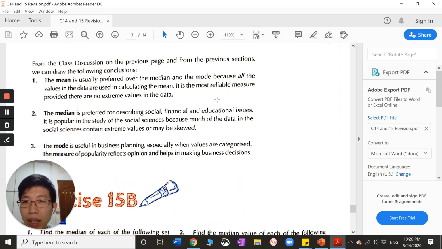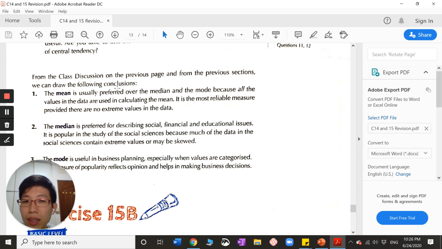So the next part will be, when do we use what? Normally the mean is usually preferred over the median and mode because all of the values in the data are used in calculating the mean. And it will be the most reliable measure, provided there are no extreme values. When there are extreme values, this is when you need to use the median. For example, most household incomes fall within 2,000 to 3,000. Then suddenly there's one household income from a very rich family, all the way at 10,000. This 10,000 will basically increase the average of this group of data. That's why you use the median to calculate.